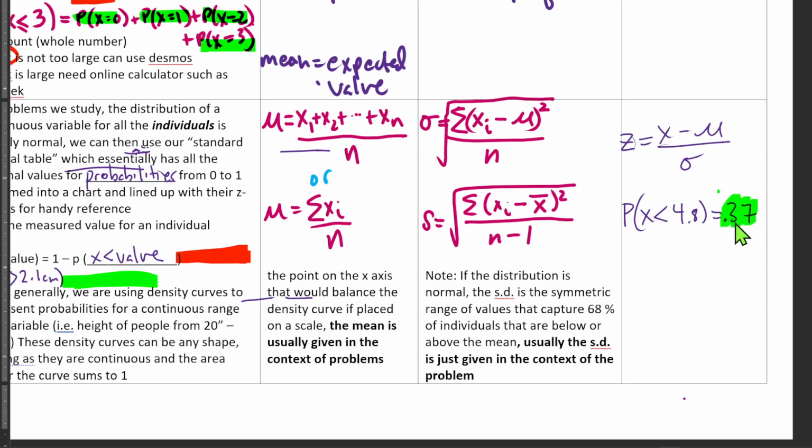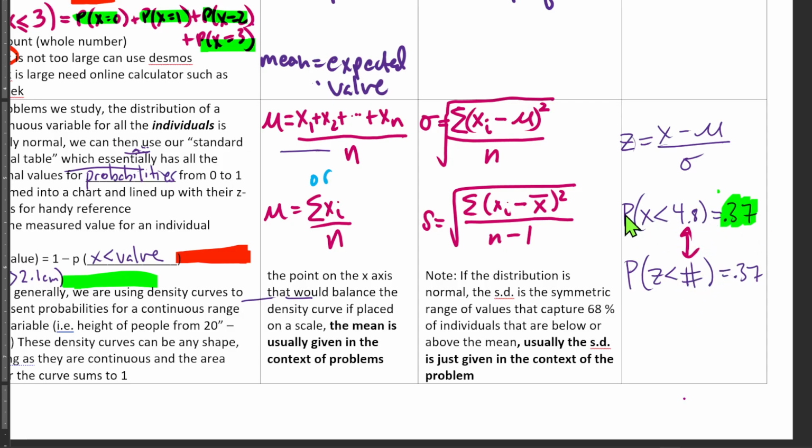So you would look up this probability in the middle of the table, and you would see the z-score associated with it. You're essentially saying the probability of z being less than some number equals 0.37, and you would find that number on the table, and that's the number associated with 4.8 as an x value. And why is that so helpful?